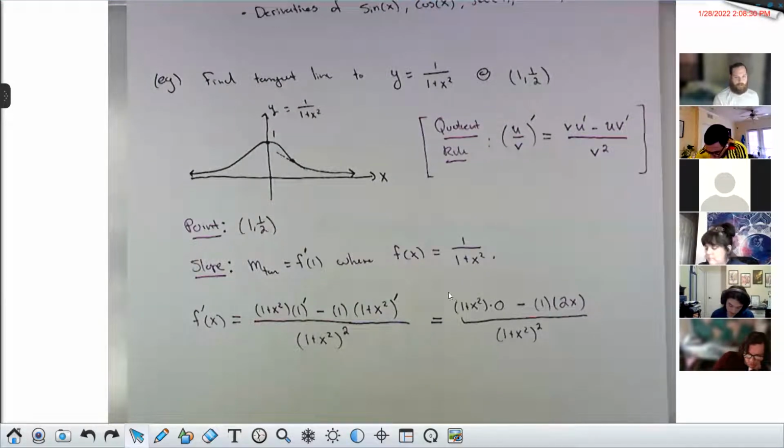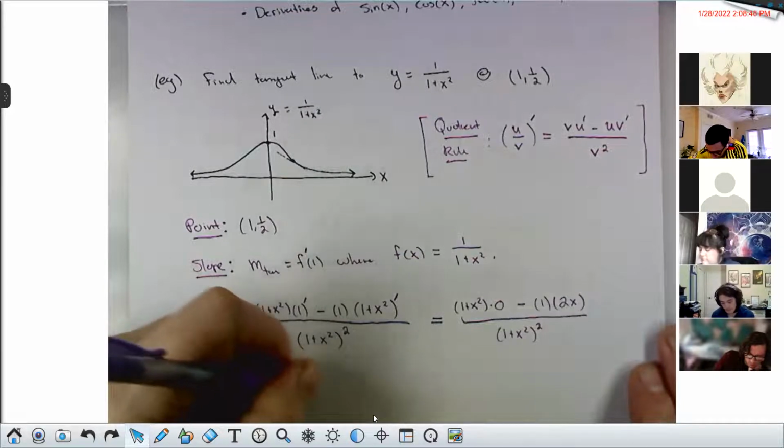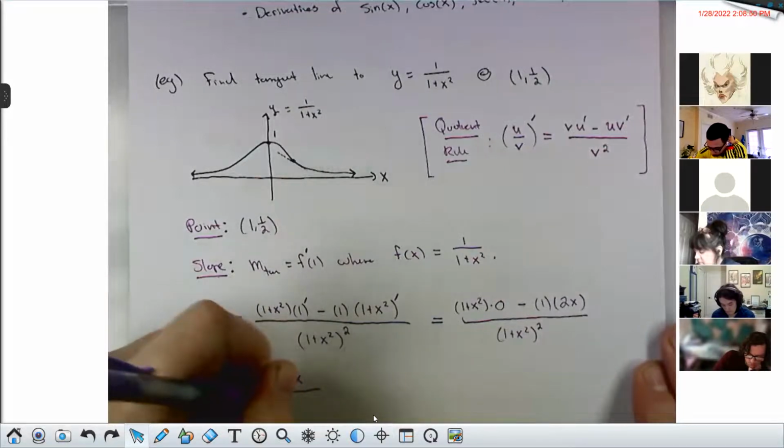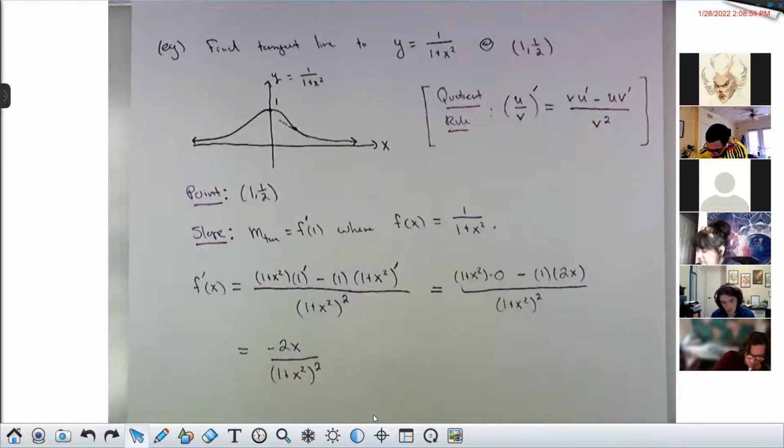Certainly not at this stage, but I can simplify a little bit. This piece times 0 goes away. Minus 1 times 2x, that's negative 2x. So altogether, we have just negative 2x divided by 1 plus x squared all squared, like this. So here's the derivative of 1 over 1 plus x squared.